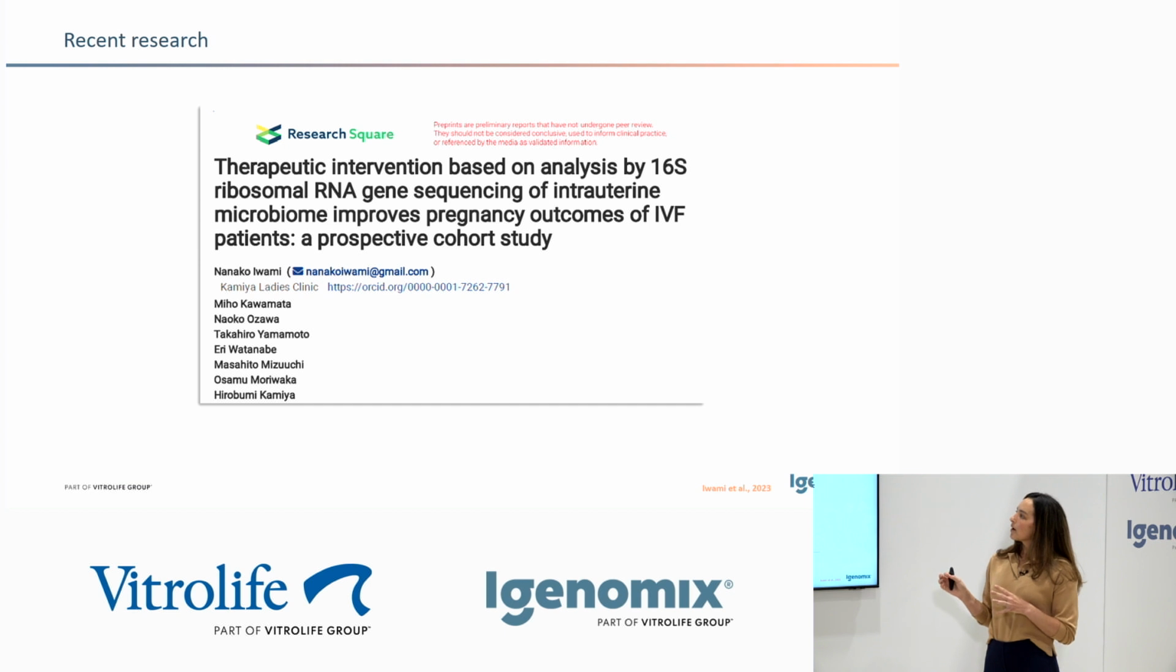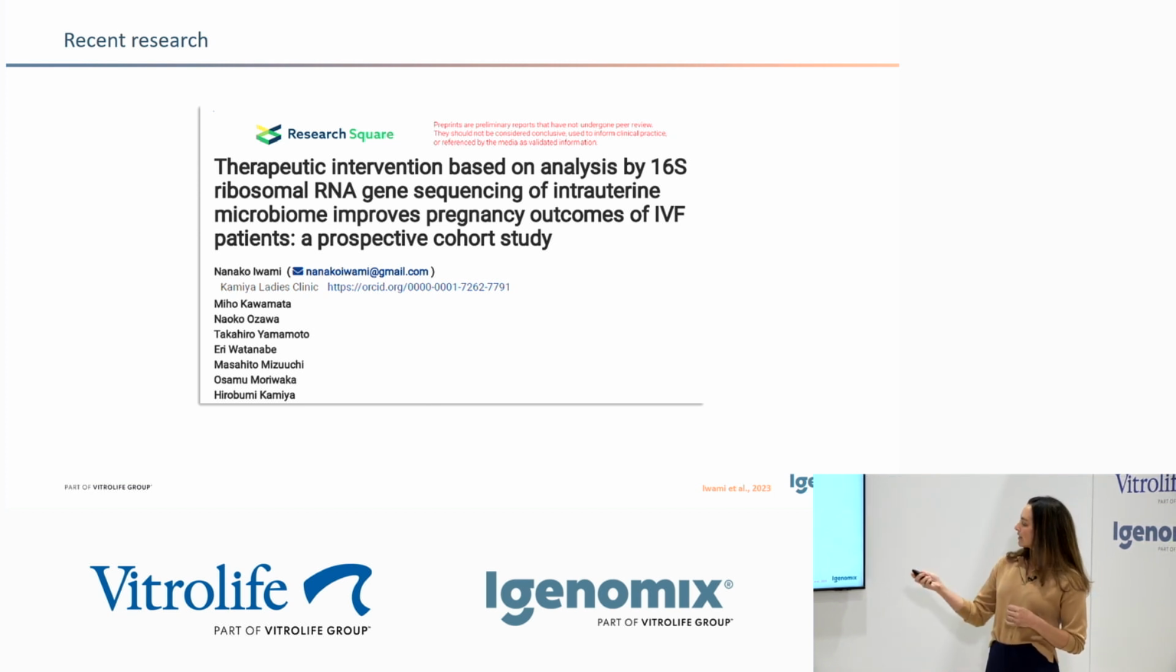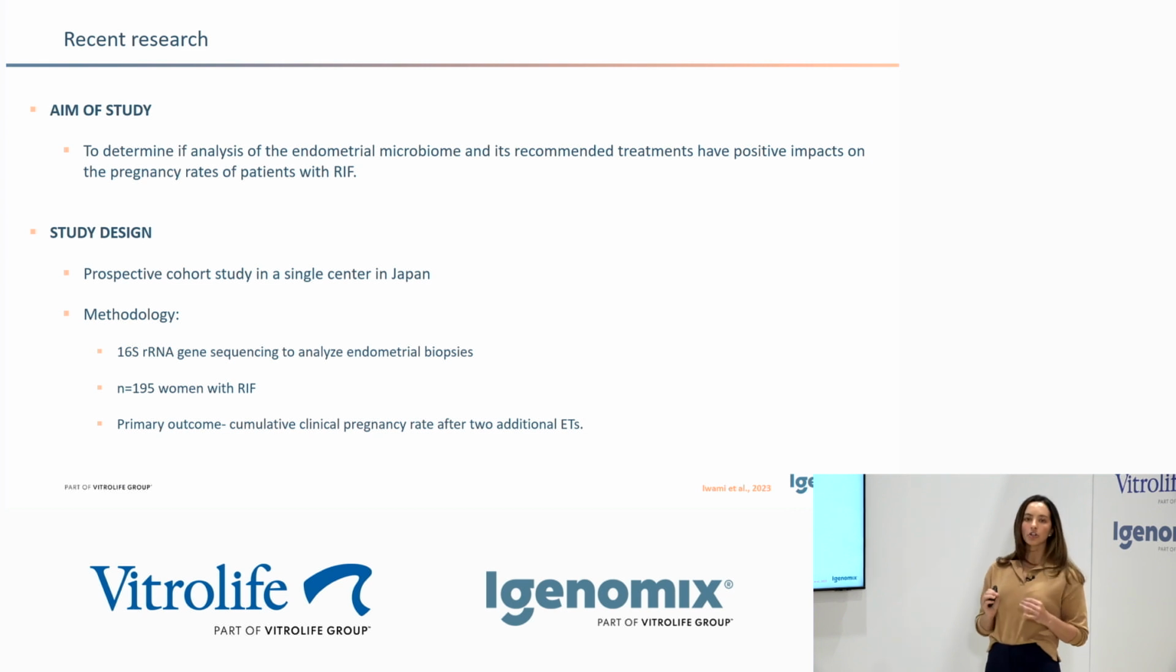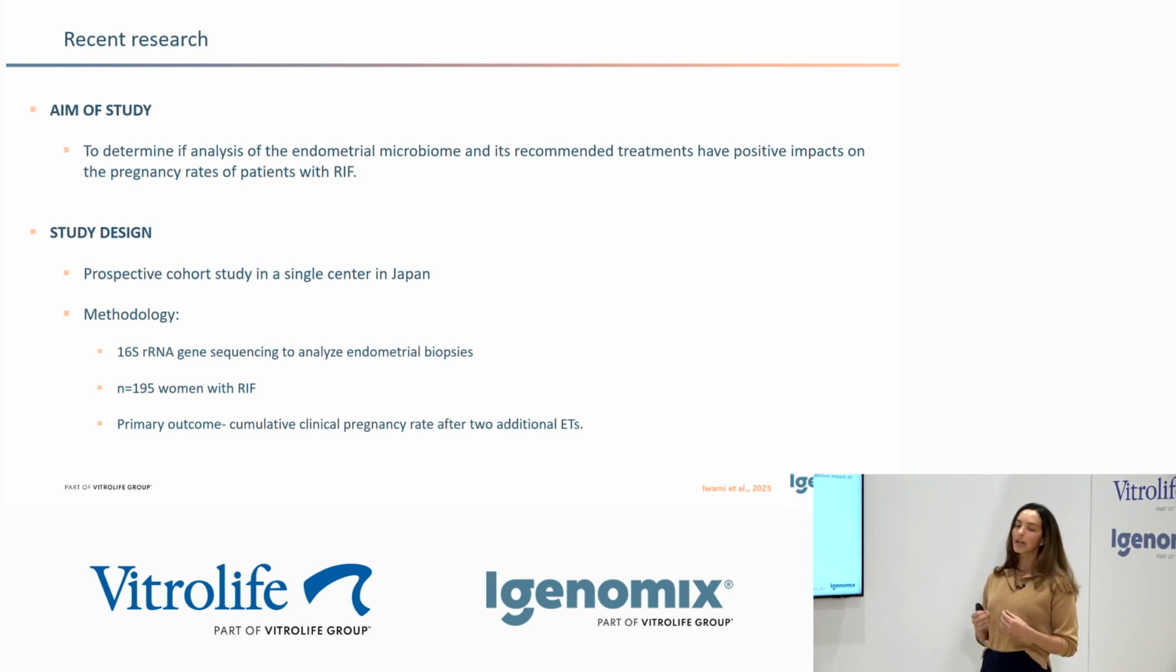I do want to talk about therapies for the microbiome, and this was a recent paper from the group in Japan run by Dr. Awami. In this particular study, they wanted to determine if analysis of the endometrial microbiome and its recommended treatments have positive impacts on pregnancy rates in patients with recurrent implantation failure. It was a prospective cohort study in a single center in which they utilized the EMA test by iGenomics. A total of 195 women with recurrent implantation failure were enrolled, and the primary outcome measured was cumulative clinical pregnancy rate after 2 additional FETs.